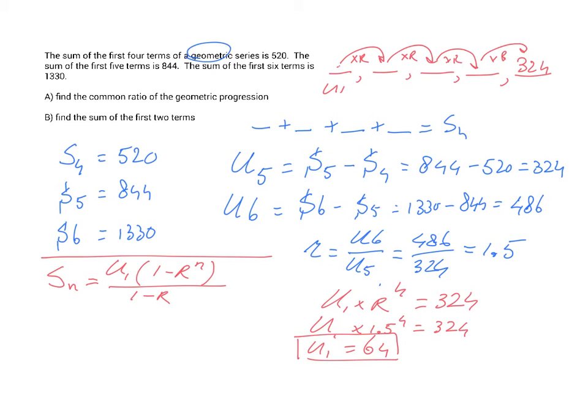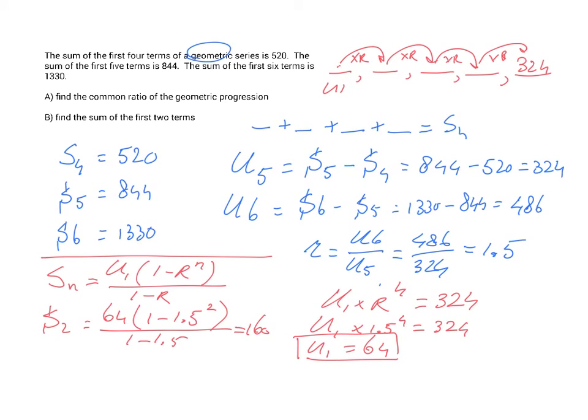So that's important information. Again, you can do 2 things now. You can use the formula. So S2, the sum of the first 2 terms, equals u1, which you just found is 64, times 1 minus 1.5 squared for the first 2 terms, over 1 minus 1.5. Plug that in your calculator. 1.5 squared equals, 1 minus answer equals, times 64 equals, divided by negative 0.5. I'm going to get 160. So that's one way of doing it.